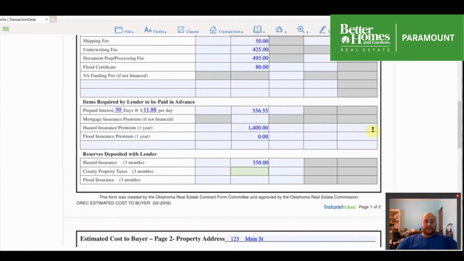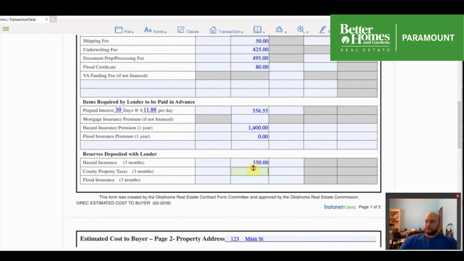And then county property taxes, you get that from the county assessor or the MLS sheet. Well, I'm not seeing it on this MLS sheet. So we'll go to the county assessor's website. Actually, I'm just going to go to CoreLogic's website, and they'll tell me what it is. I know they will.